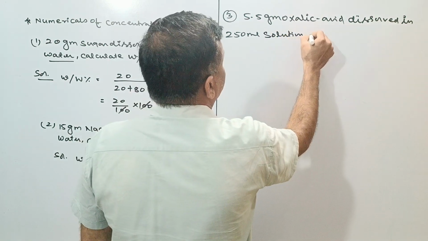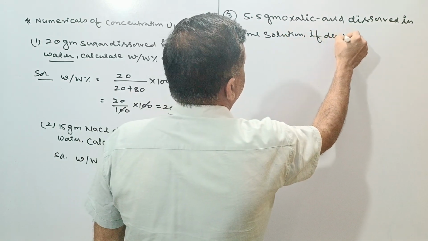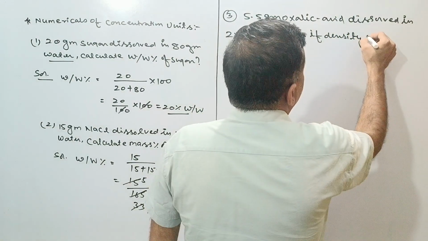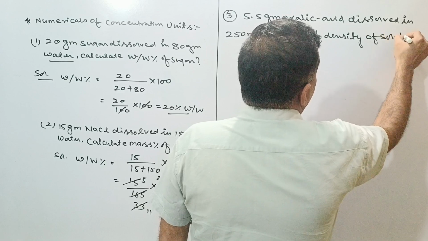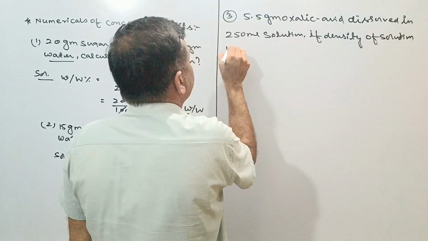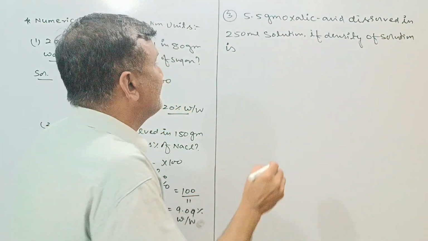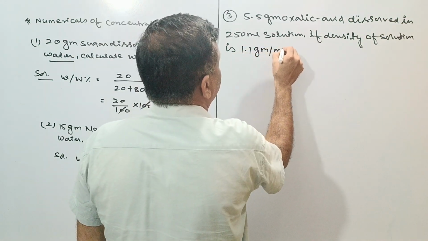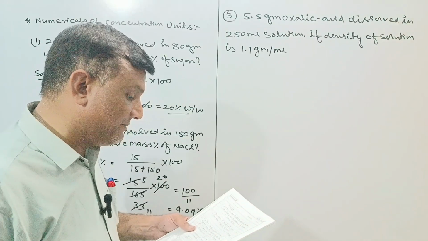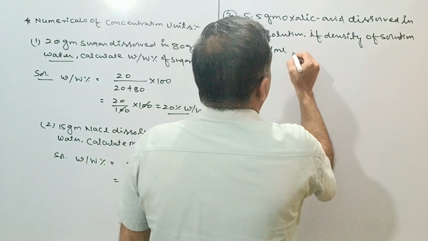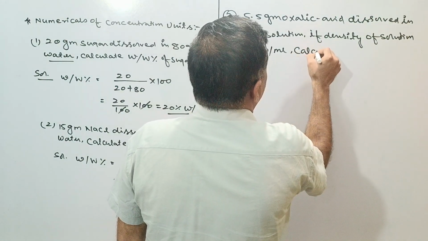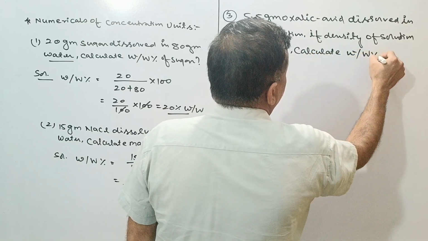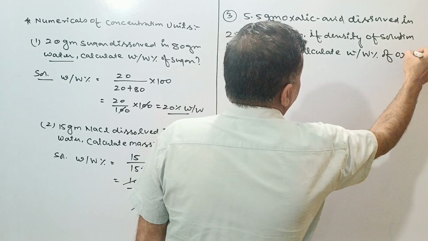If density of solution is 1.1 gram per ml, calculate the mass percentage of oxalic acid.